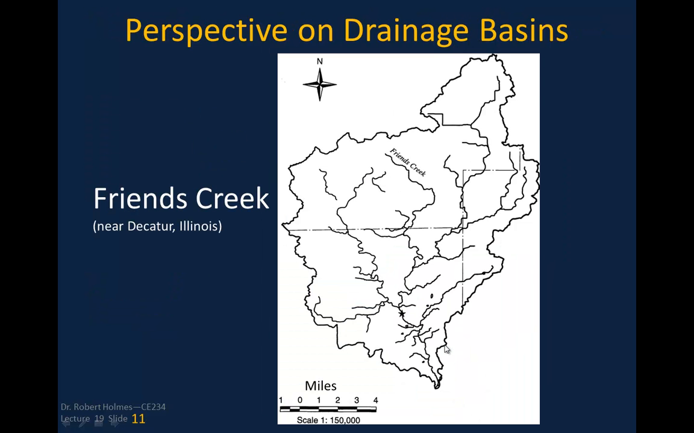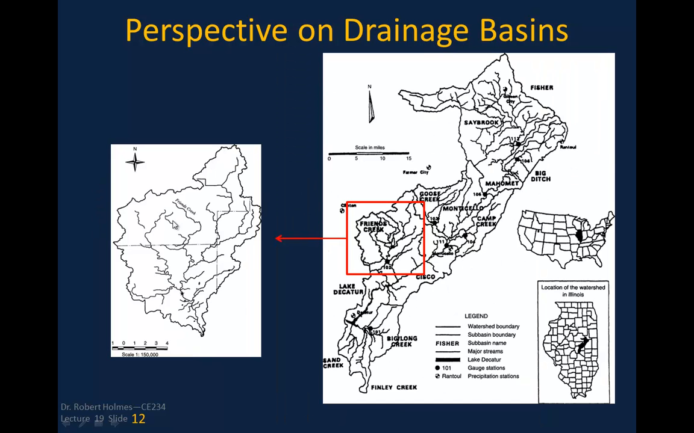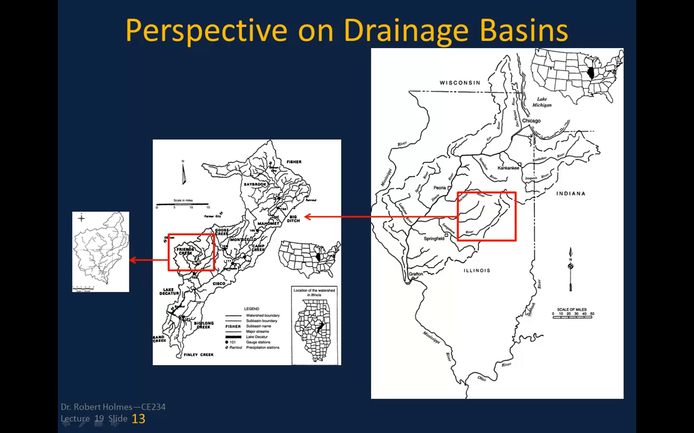If I look at a perspective on drainage basins, this is Friends Creek, which is a drainage basin in central Illinois near Decatur, Illinois. So this is the Friends Creek watershed, and you can see that it's delineated here. And if I look at that in the context of the bigger basin that it belongs in, this is the upper Sangamon River basin. You can see Friends Creek is part of the Sangamon, which is part of the state of Illinois. And you can see that that becomes part of the Illinois River basin.